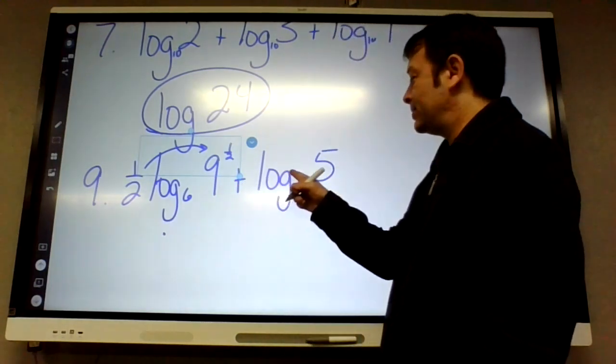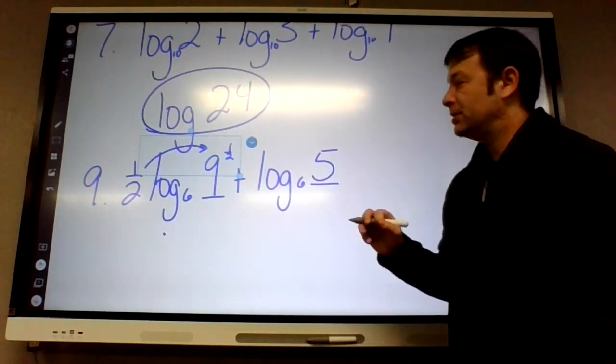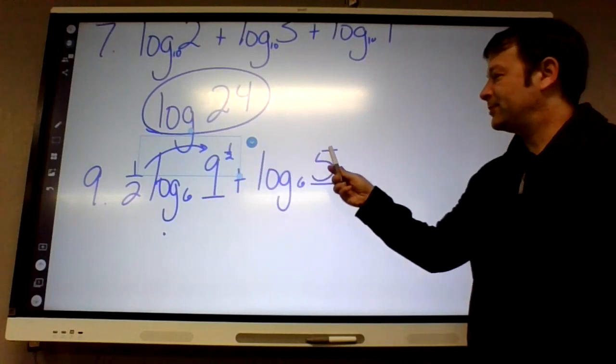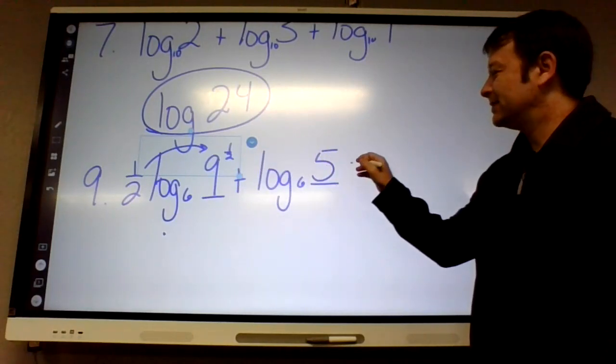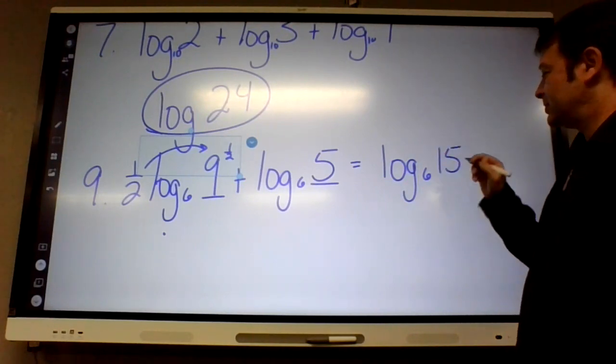And we're adding again. So basically we need to multiply those two together. So it's basically 3 times 5. 15. So it's log base 6 of 15.